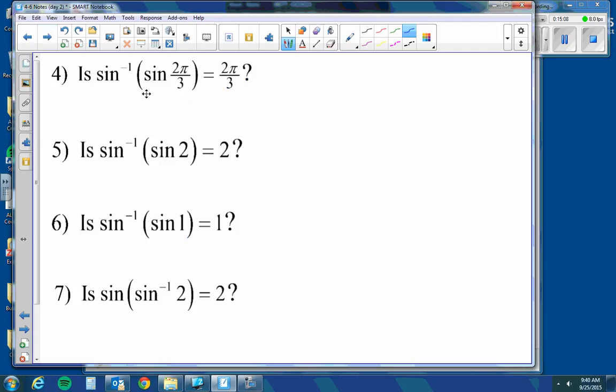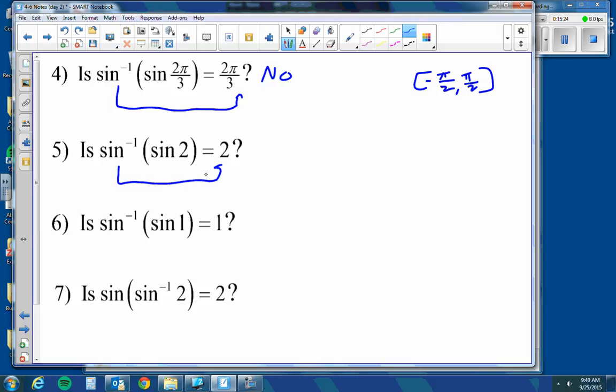All right, next one. Changing this time to inverse sine. What's the range? Negative pi over 2 to pi over 2. Yes or no? Does it work? Too big. It's bigger than half pi, so that's a no. Here, you're still focused on the range. Well, 2 is bigger than 1.57, isn't it? So that's a no. And then here, you're still focused on the range. 1 is less than 1.57. That's yes.